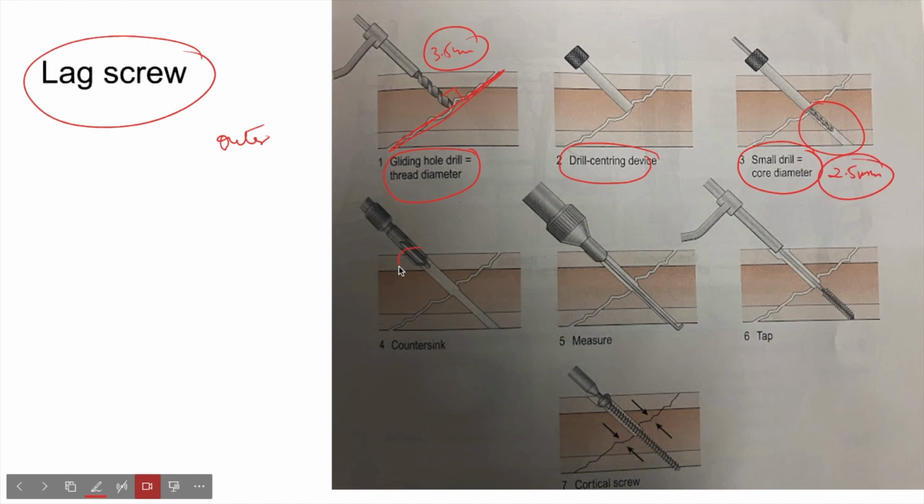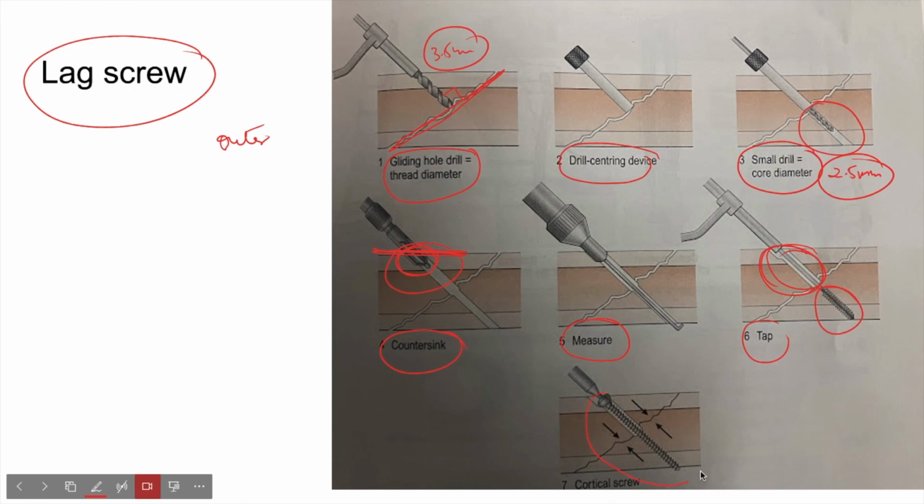Then you have to countersink, that is enlarge the hole on the top so that you get compression. If you don't countersink and you compress with the screw, you might have a shearing force, and you might break the cortex bone there. Then you have to measure the screw with the depth gauge and then tap. Here you will not need to tap the near cortex, only the far cortex, because you have already drilled the near cortex with the outer diameter drill bit for the gliding hole.